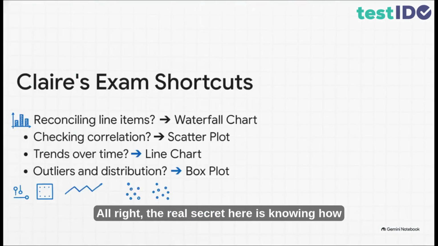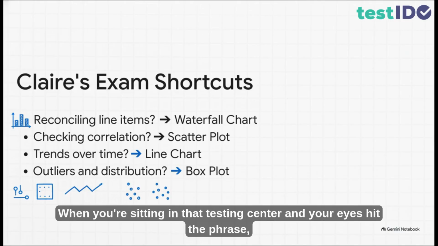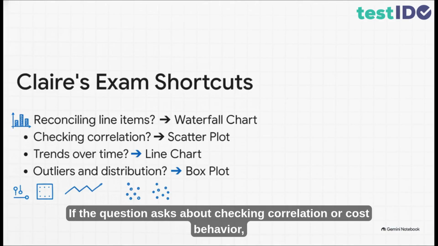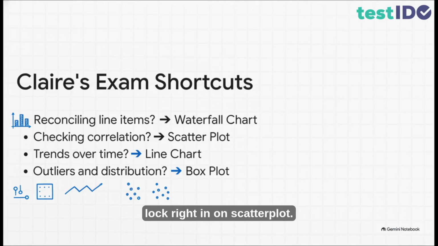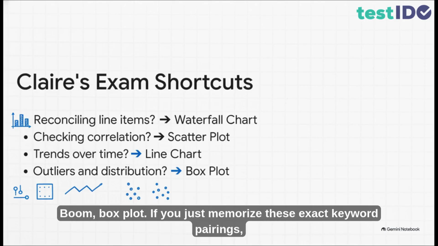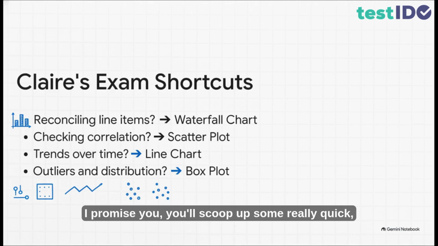All right, the real secret here is knowing how to trigger the right chart in your mind instantly. I like to call these Claire's exam shortcuts. When you're sitting in that testing center and your eyes hit the phrase reconciling line items, your brain should immediately scream waterfall chart. If the question asks about checking correlation or cost behavior, lock right in on scatter plot. Trends over time? Line chart. Looking for outliers and statistical distribution? Boom, box plot. If you just memorize these exact keyword pairings, I promise you'll scoop up some really quick, easy points on test day.